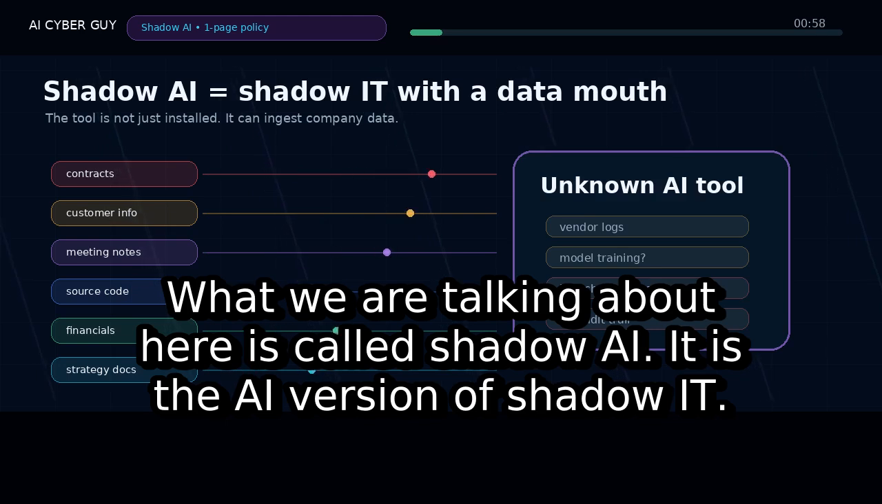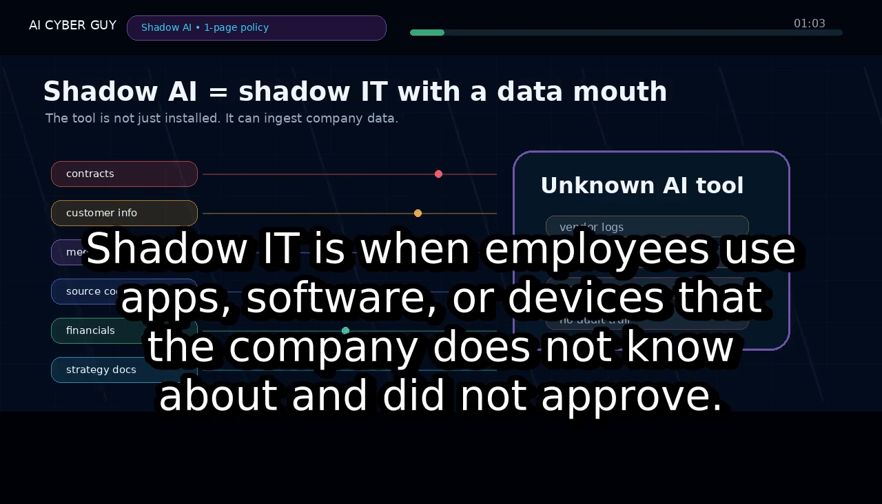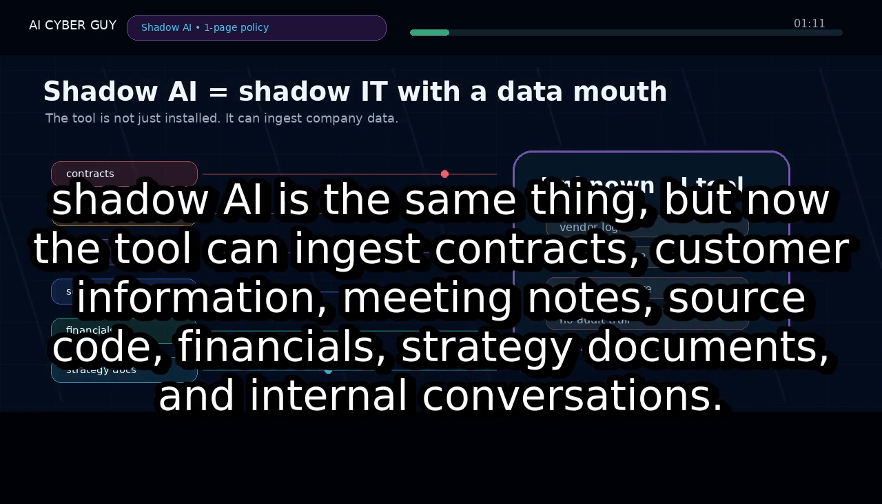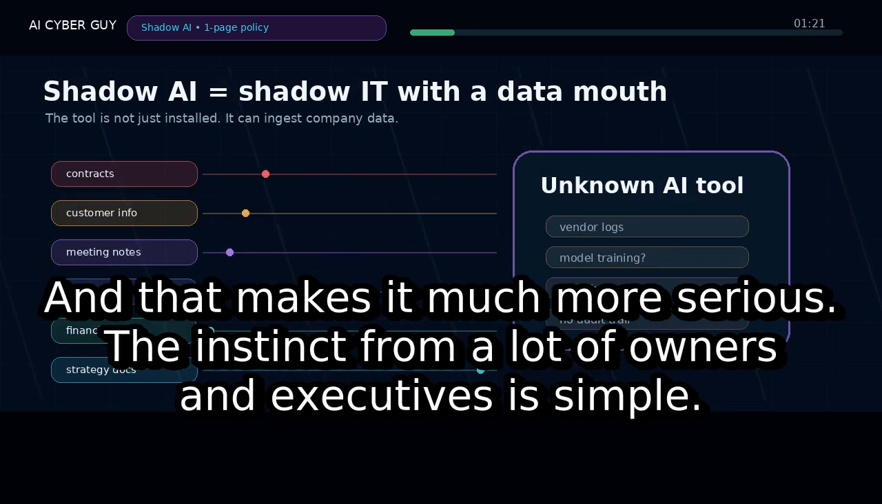What we are talking about here is called Shadow AI. It is the AI version of Shadow IT. Shadow IT is when employees use apps, software, or devices that the company does not know about and did not approve. Shadow AI is the same thing, but now the tool can ingest contracts, customer information, meeting notes, source code, financials, strategy documents, and internal conversations. And that makes it much more serious.